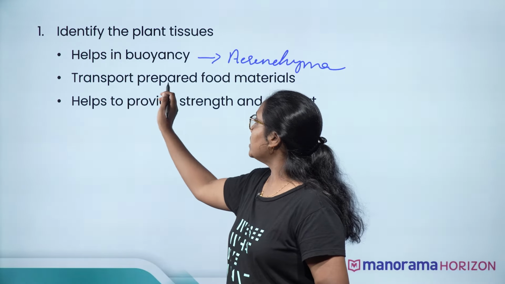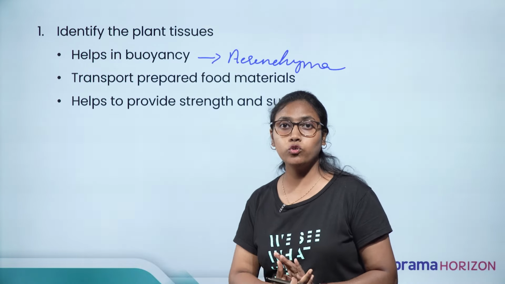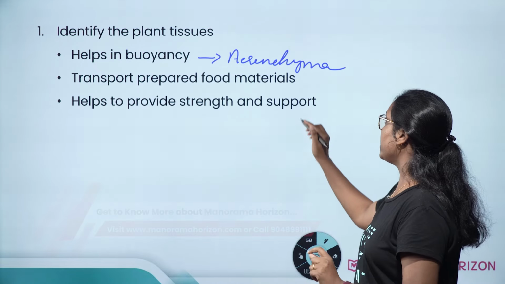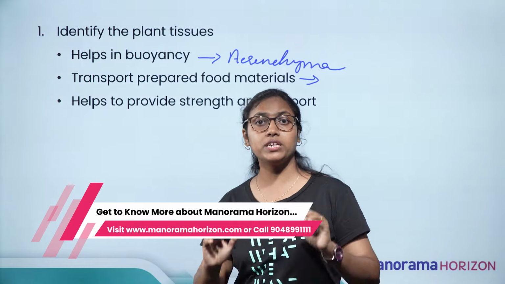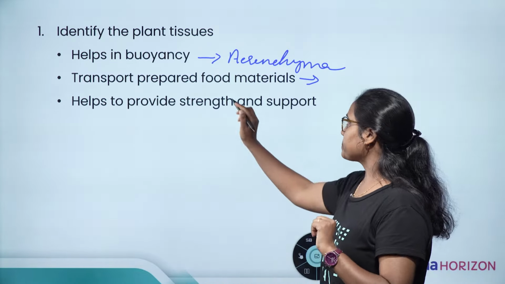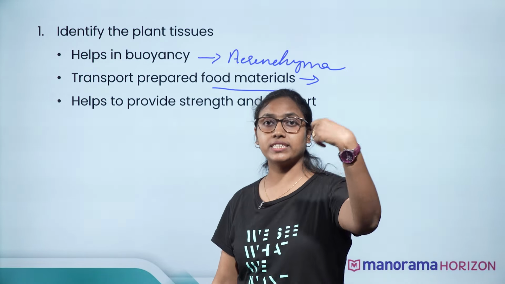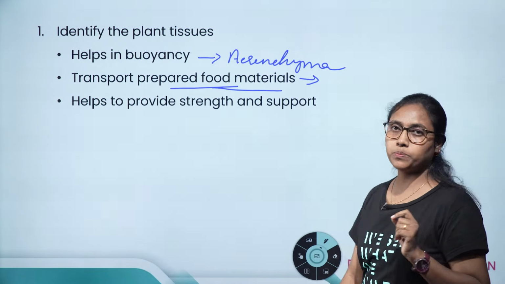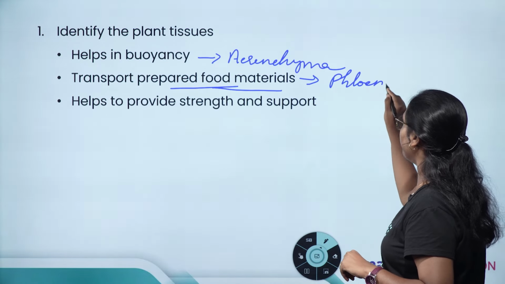Now, transport prepared food materials. So, which tissue helps in the transport of food material? We have seen that the conduction of material takes place by vascular tissue, and also we have seen that conduction of water takes place by xylem, and conduction of prepared food takes place by phloem. So, the answer will be phloem.